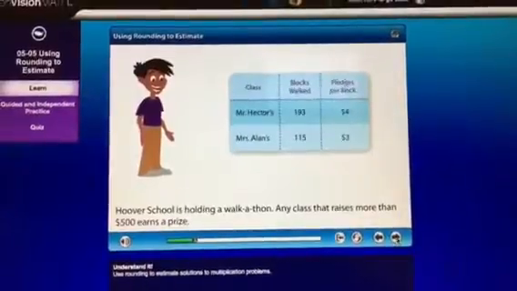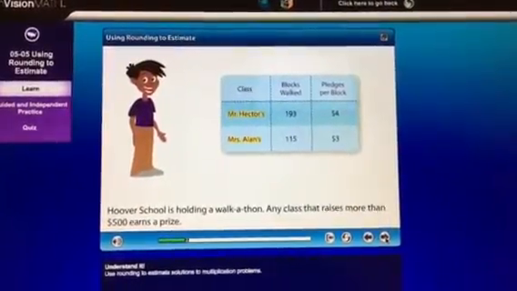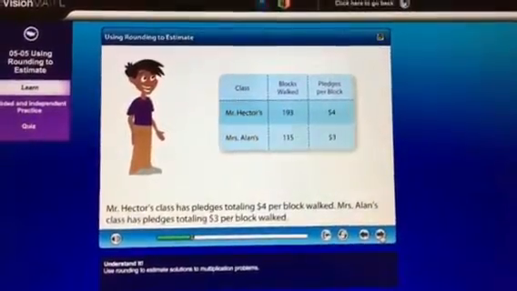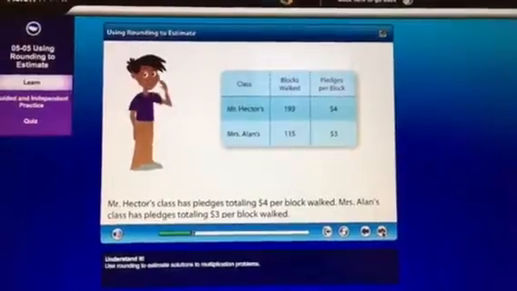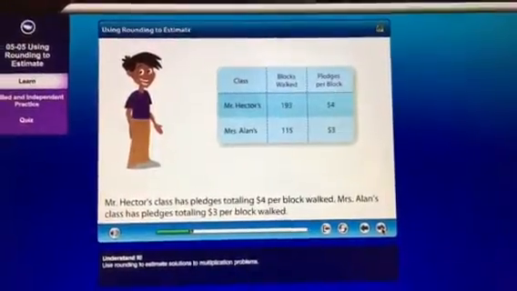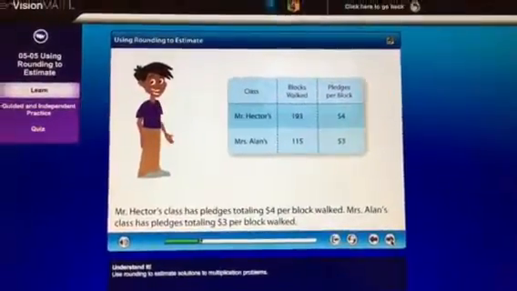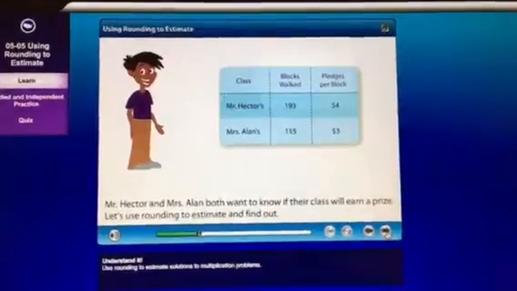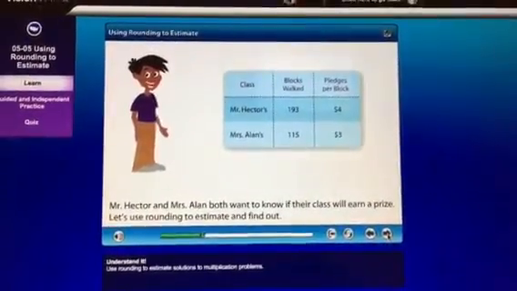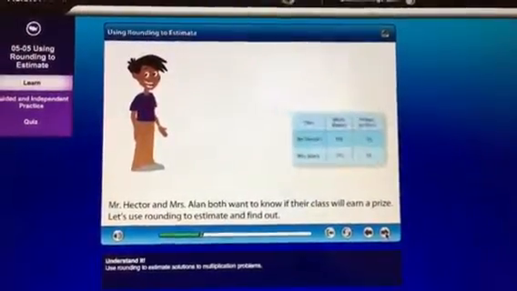Hoover School is holding a walkathon. Any class that raises more than $500 earns a prize. Mr. Hector's class has pledges totaling $4 per block walked. Mrs. Allen's class has pledges totaling $3 per block walked. Mr. Hector and Mrs. Allen both want to know if their class will earn a prize. Let's use rounding to estimate and find out.